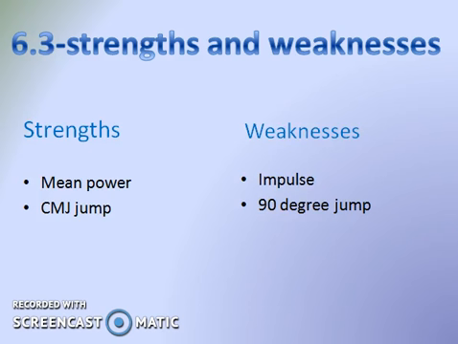6.3 Strengths and weaknesses. His strengths were his mean power and his countermovement jump, and his weaknesses were his impulse and his 90-degree jump. The CMJ is a strength of both the non-experienced and the experienced player. This is because they can use their arms to help propel them upwards and give them the power to push them forwards. His weakness was the 90-degree jump.